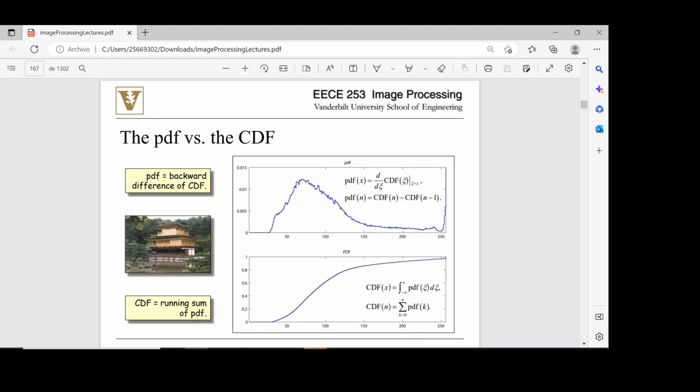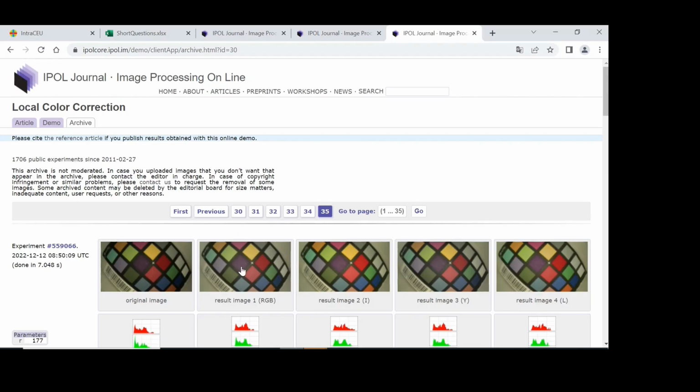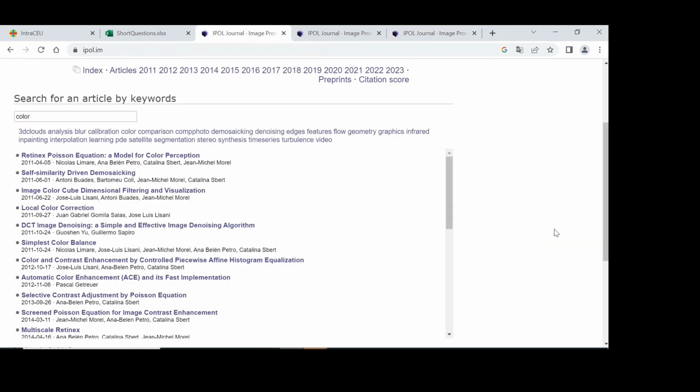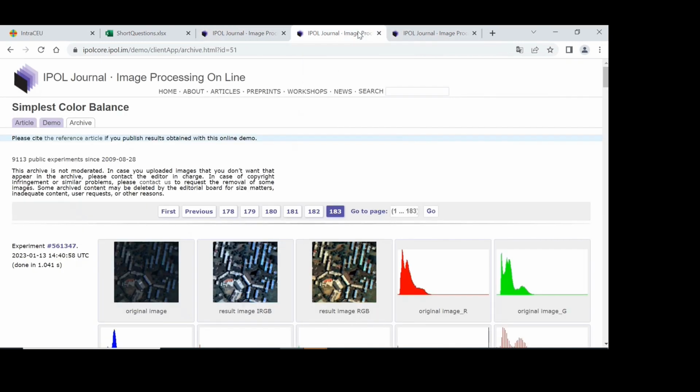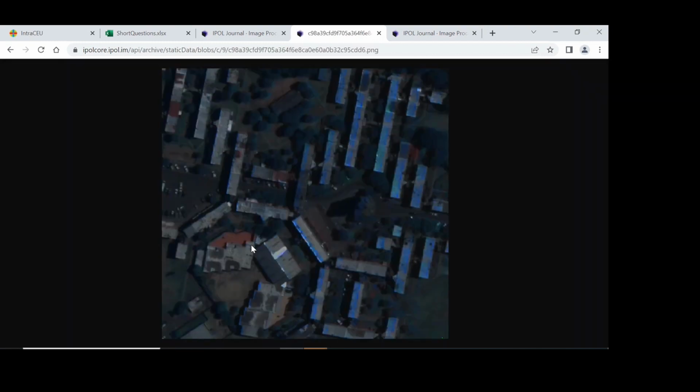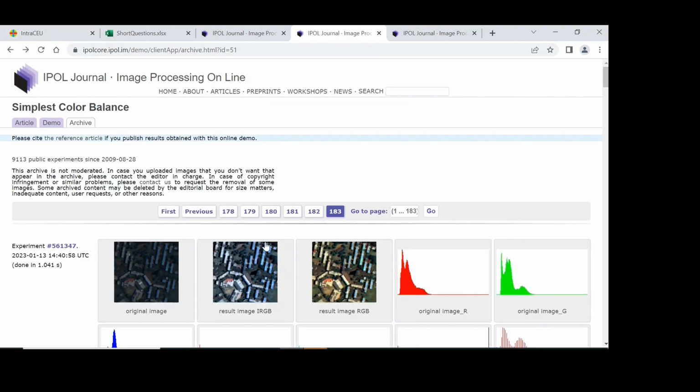Okay, so let's see, as we normally do, some example. I have taken a couple of papers from ICON. I have chosen them from this list, it's called Color. In this list, I have chosen this one, Color. And then one of them is called Simplest Color Balance. Now we have an image, and then we will transform it, but we will not see the transformation today. We will do it the next day.